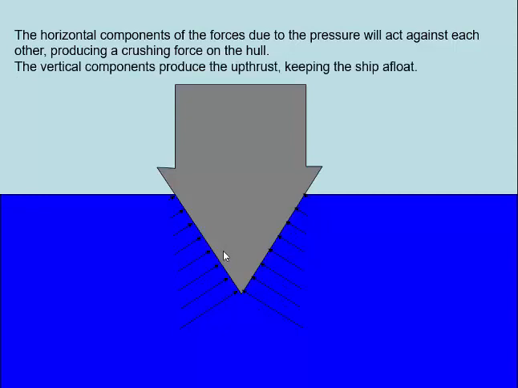The vertical components, so this force also has a vertical component, remembering from vectors of forces, we can convert this into a horizontal component and a vertical component by producing a triangle. The vertical components are pushing up on the boat, producing the upthrust. We'll be looking at upthrust in more detail in a future video too.